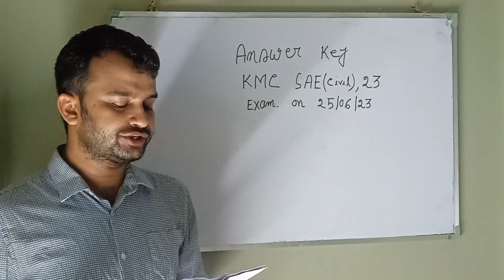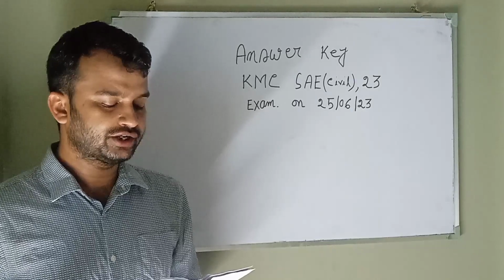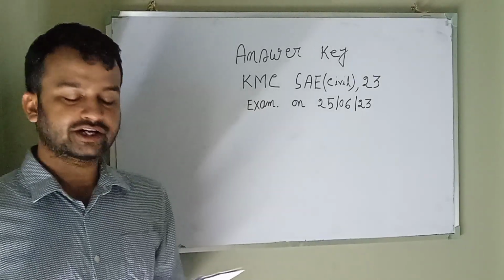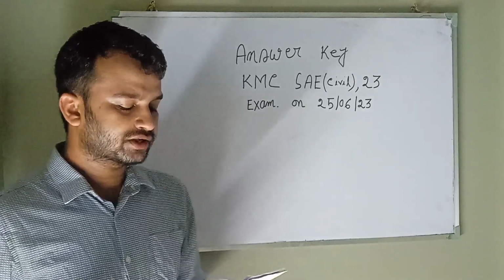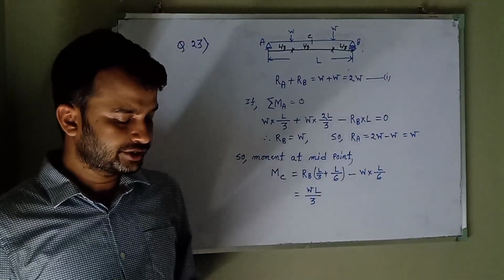Next, question number 22. The unit of coefficient of consolidation is: the correct answer is option C, centimeter square per second.